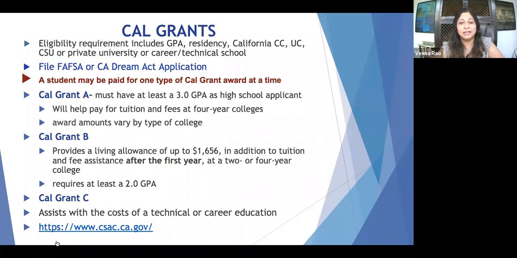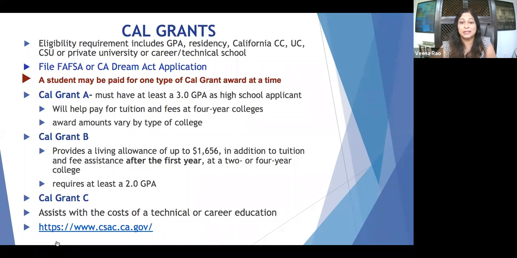And the amount of money that's paid, for instance under Cal Grant A, depends on the kind of school your student is attending, meaning they have a different figure for the CSUs, the Cal State, the UCs, and then private universities. And it has a GPA requirement in the first year as well as in subsequent years. Cal Grant B is an award that they just reduced from 1670 to 1656. So that's the award given in the first year, if that's the only award that you qualify for.